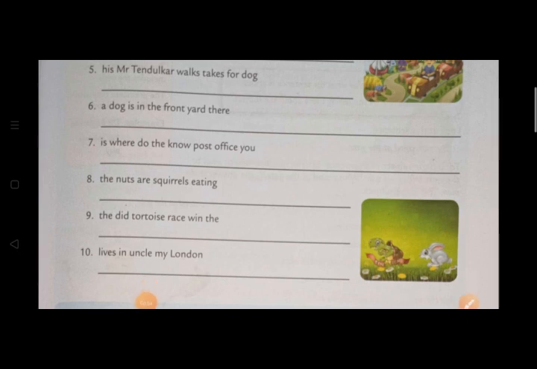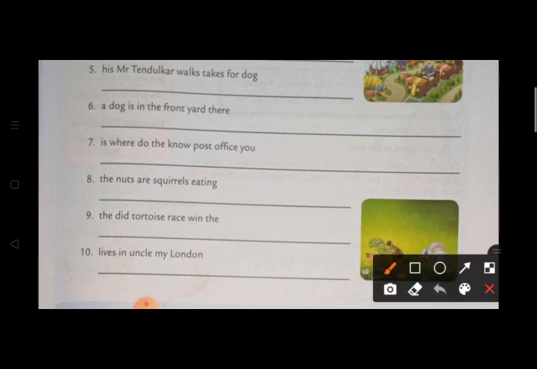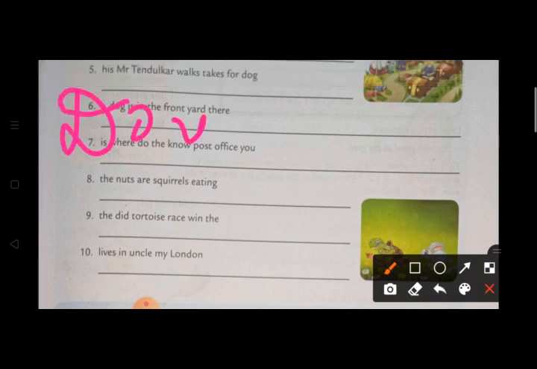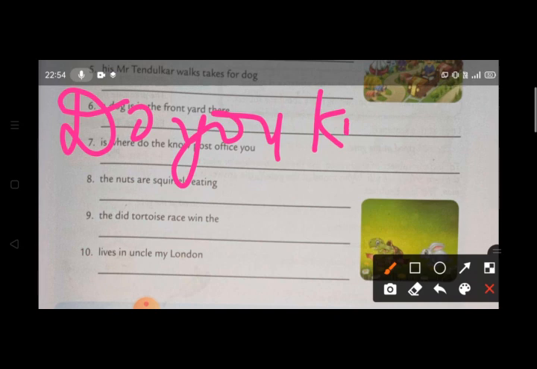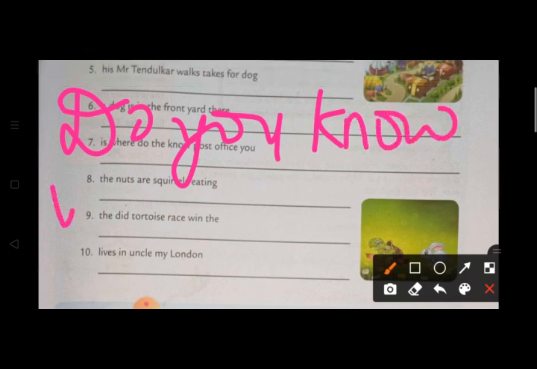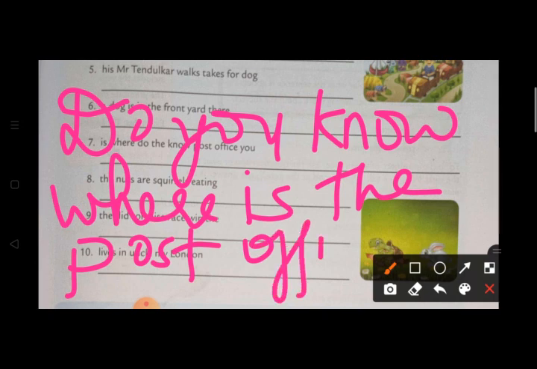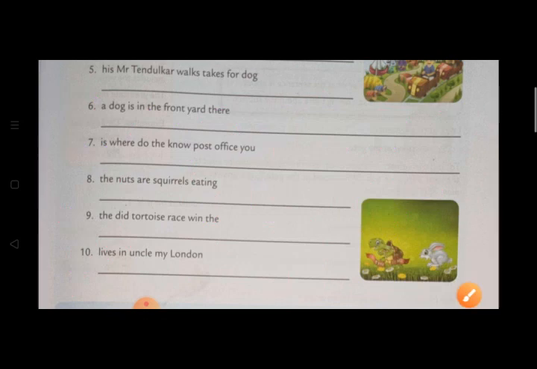Is where do the know post office you. Now students, this is a question. So we are going to form a question over here. And we are going to start with do. Do you know where is the post office? Question mark. Okay. Now let's see the next one.